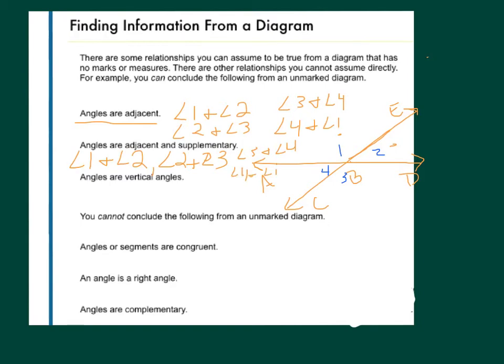Vertical angles. Remember, those are angles that are going to be opposite of each other. So angle 1 and angle 3 are vertical. Angle 4 and angle 2 are vertical.